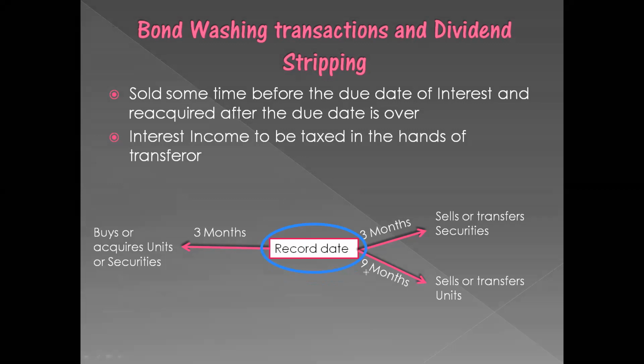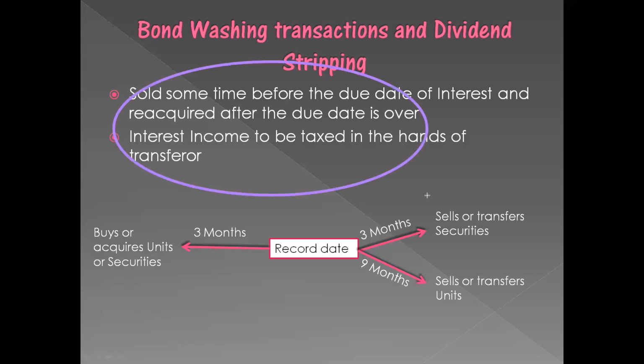So if you have sold, it is an and condition. If you have bought any shares or securities within 3 months of the record date and you have sold it within 3 months, the securities have a limit of 3 months, and for units it's 9 months, then it is called dividend stripping, where the entire interest or dividend should be exempted in the hands of the owner of the securities or the units. Then the loss should be limited to the amount of dividend or interest earned.